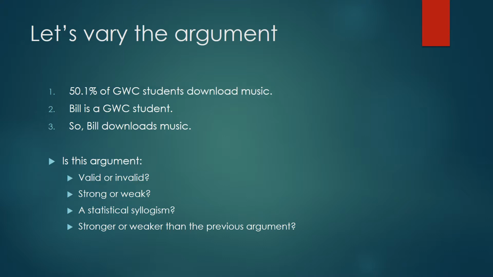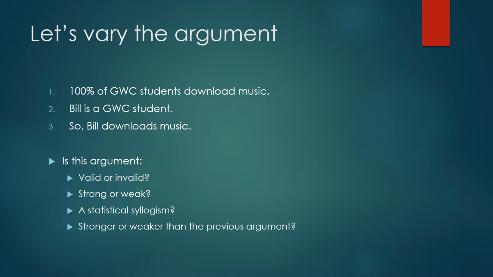Now, let's change this just a little bit. 50.1% of Golden West students download music. Bill is a Golden West student, so Bill downloads music. Okay, now, notice that this argument is still invalid, but is it strong or weak? It's strong, right? Now it's strong, and so it is a statistical syllogism. It's not very strong, right? But the conclusion, based on the information we have, is slightly more likely to be true than false. So now it's a strong argument, okay? And so it's stronger than the previous argument that we just saw. Let's vary it one more time.